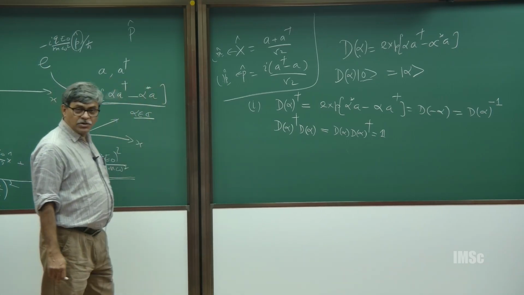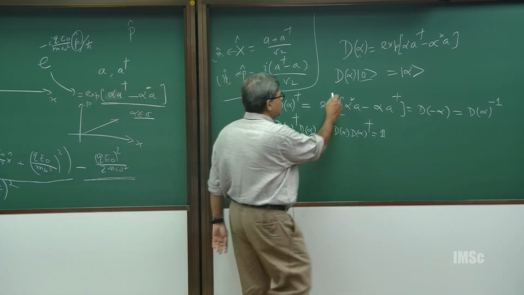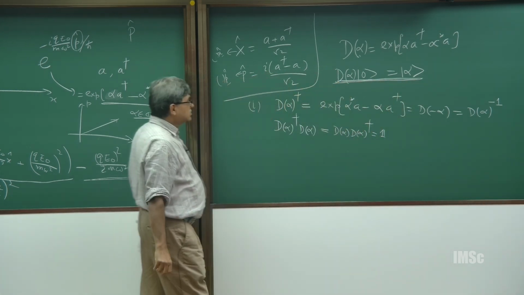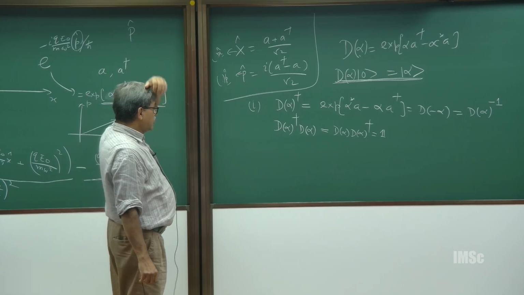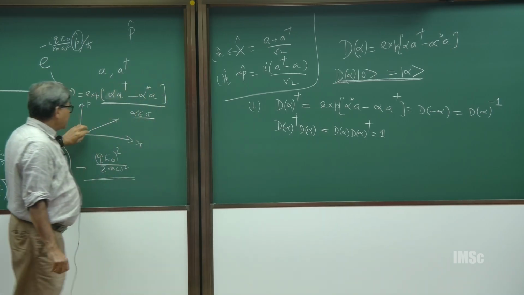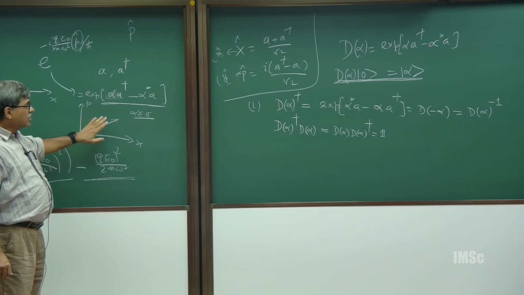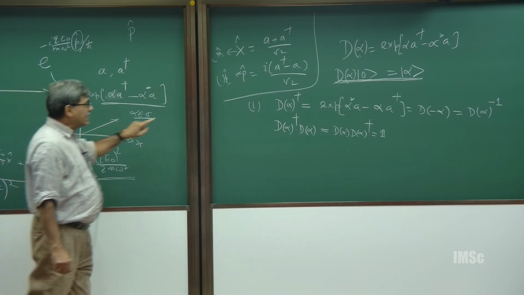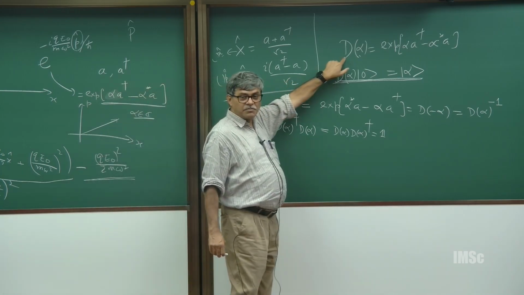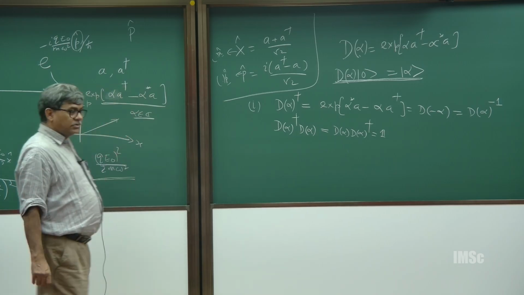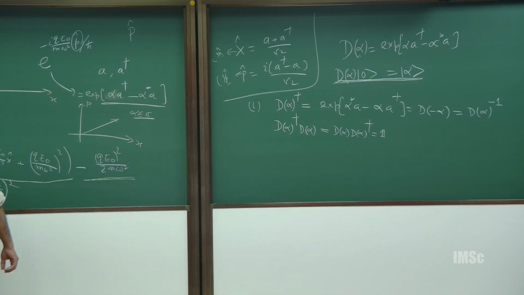So, this is a unitary operator, this D of alpha. As a result, this evolution is a unitary evolution. Displacing your physical system in the phase space corresponds to this unitary transformation, displacing under the magnetic field, displacing under the electric field, but you can take any direction. I have taken it along x, any direction you can take.